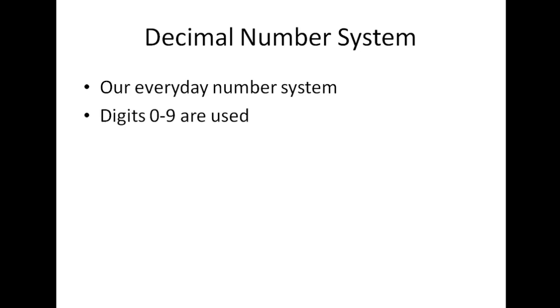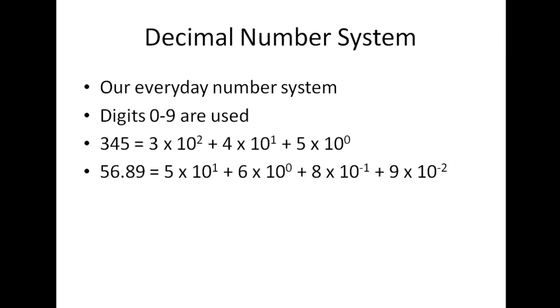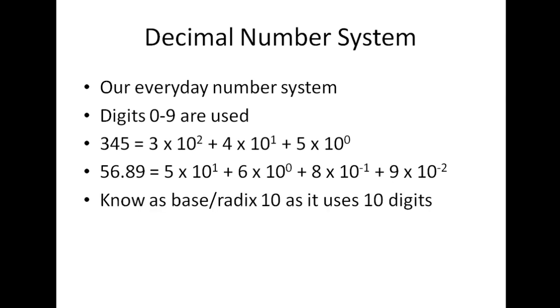It uses the digits 0 to 9, and the best way to show how it works is by showing you examples. Here we can see how 345 is written using the powers of 10. And here's how 56.89 is written. You can even put these into a calculator to see how it works. Decimal is known as base or radix 10 as it uses 10 digits.